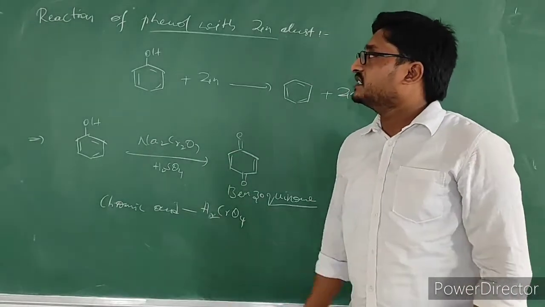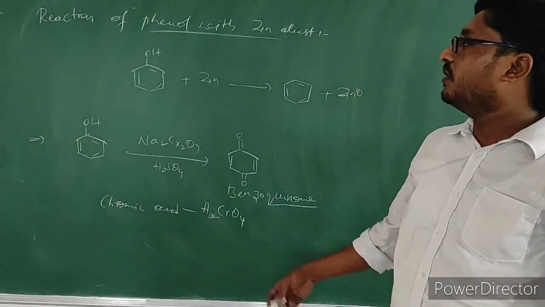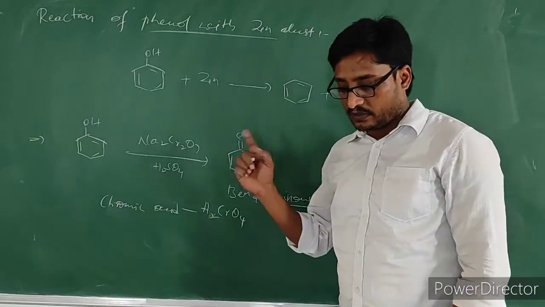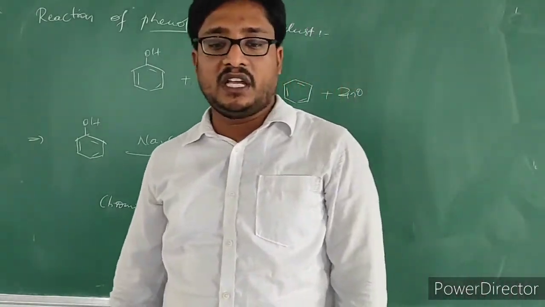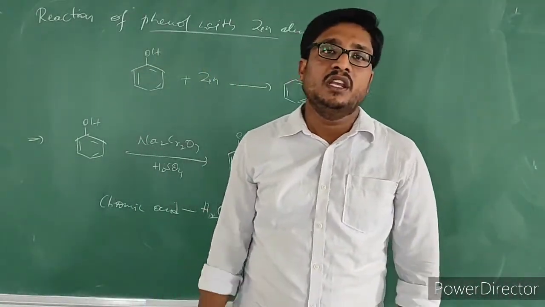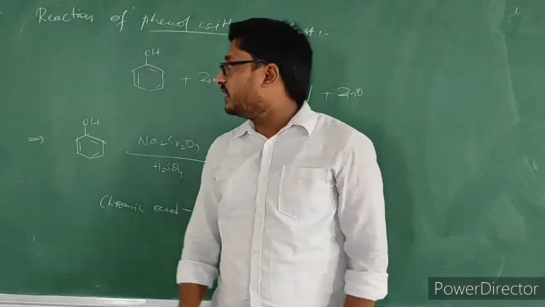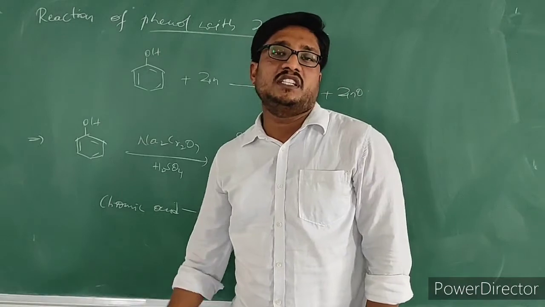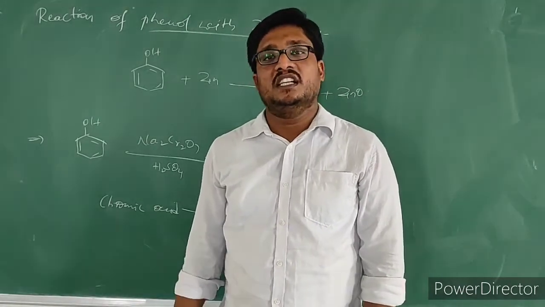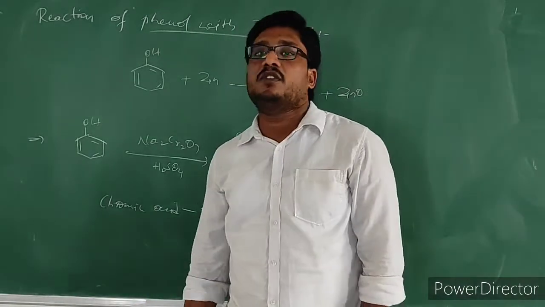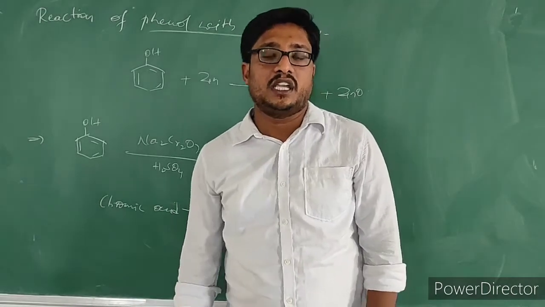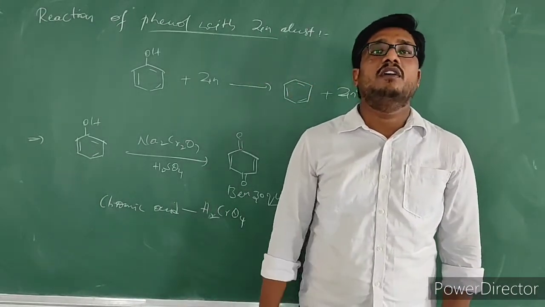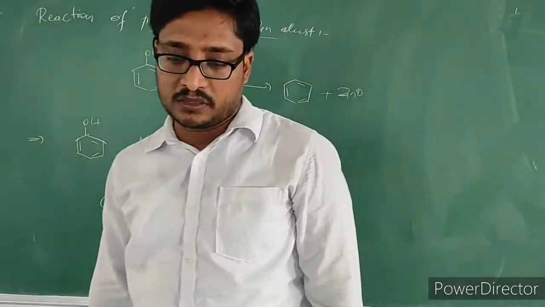So these are the reactions of phenols. We have seen nitration reaction, we have seen halogenation reaction. Next, we have seen Kolbe's reaction, we have seen Riemann-Tiemann reaction, we have seen reaction of phenol with the zinc dust. The last reaction is nothing but reaction of phenol with the chromic acid. So these are the reactions of phenols. Please remember.